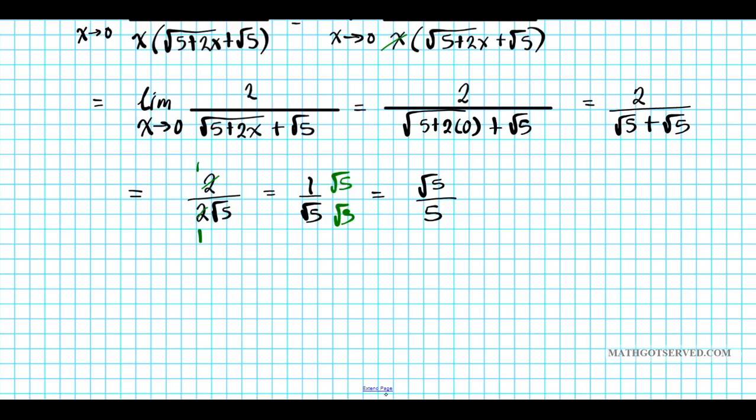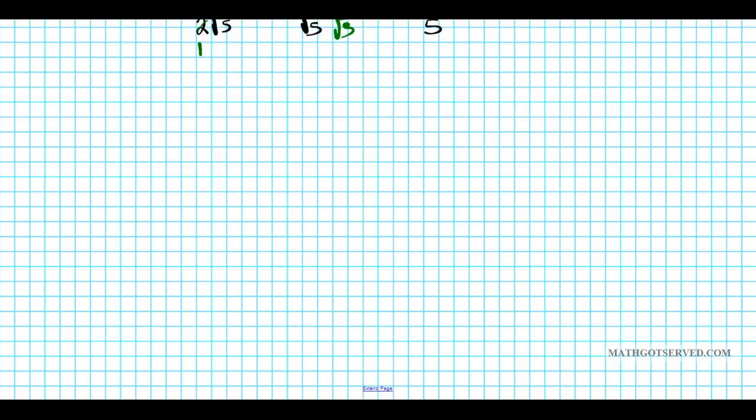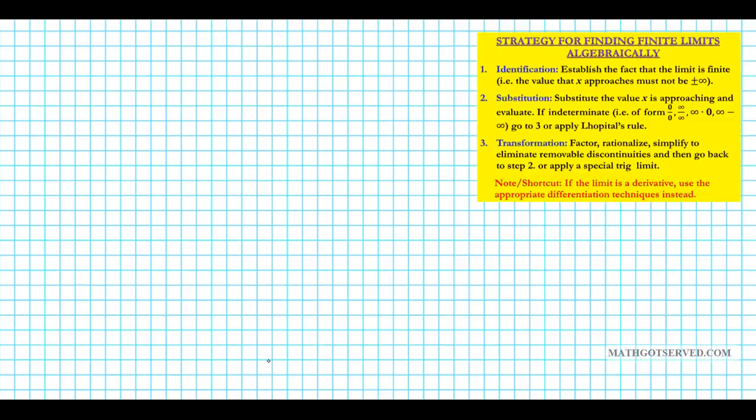All right, let's take a look at the next example. For number 5, what if we were to find the limit as x approaches 0 of 1 over 5 plus x minus 1 over 5, that entire expression divided by 5x. What if we were to find this limit?